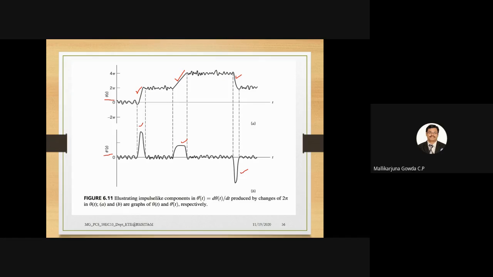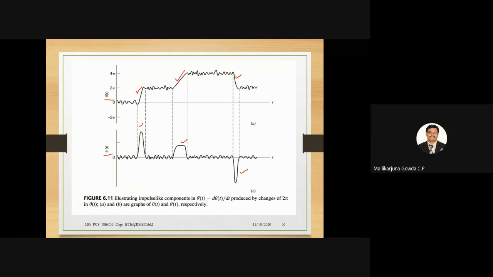The output of the discriminator is the derivative of this. So I get the impulses. These are the clicks that I will be able to hear at the receiver output. In simple words, that is what I wanted to say. Hope you understood this point.